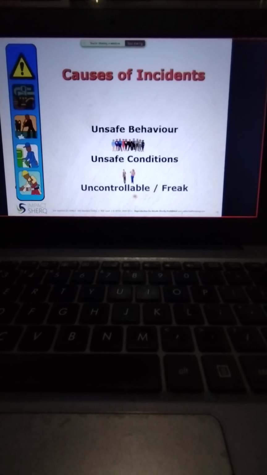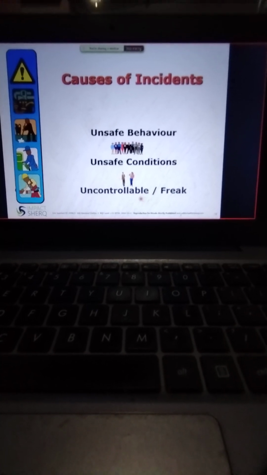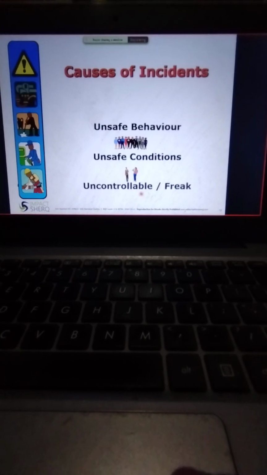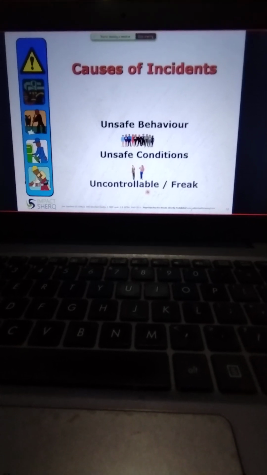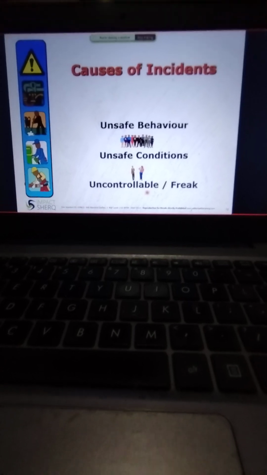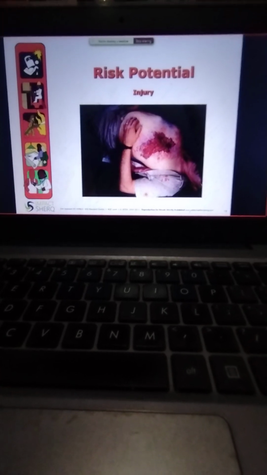And then there is uncontrollable or freak. Now, these ones, we call them acts of God. These are beyond anyone's control. For instance, when someone is struck by lightning, it's an uncontrollable one. There's nothing you can do. But these are the causes of incidents and accidents.